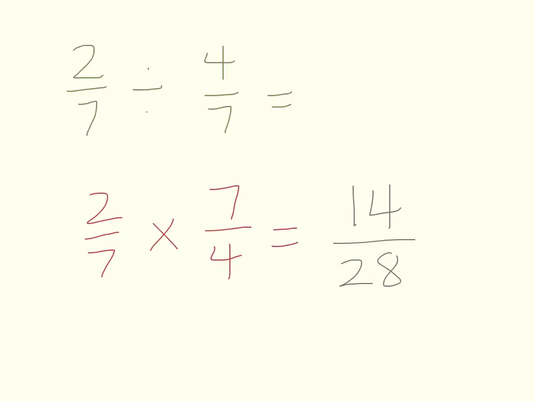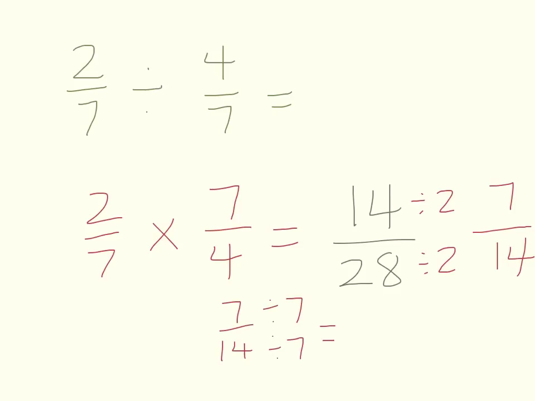Now I always want to make sure I simplify, and I know that I can divide both of those by at least 2. So we can go like this, and that would give me 7 over 14. But I know that 7 can go into 7 and 7 can go into 14, so I can go even further. 7 over 14, if I divide by 7, equals 1/2. Circle my answer. 2/7 divided by 4/7 equals 1/2.